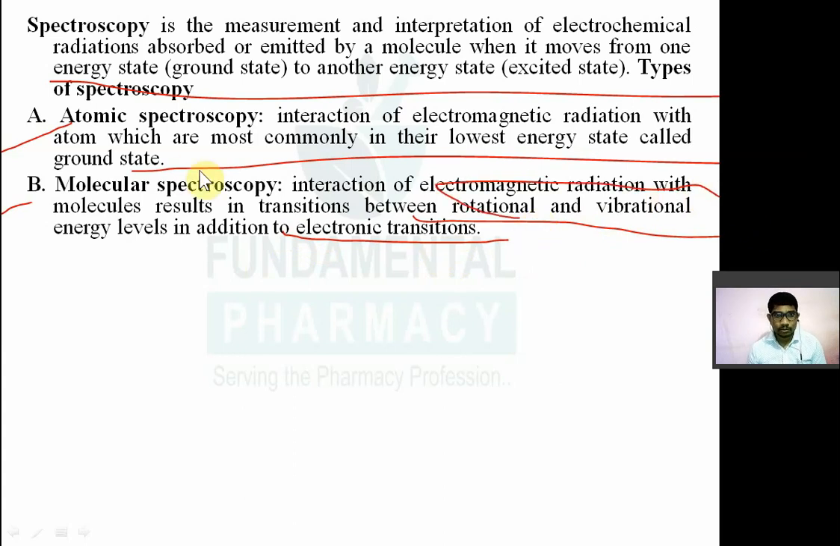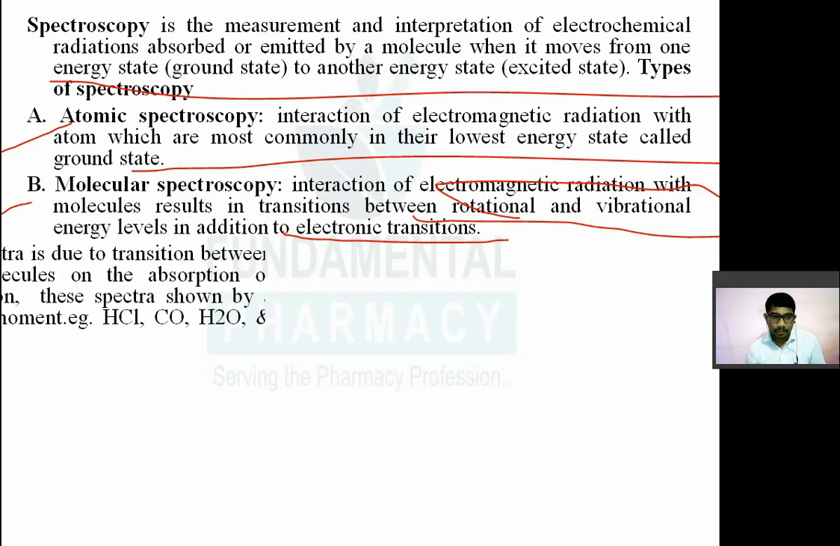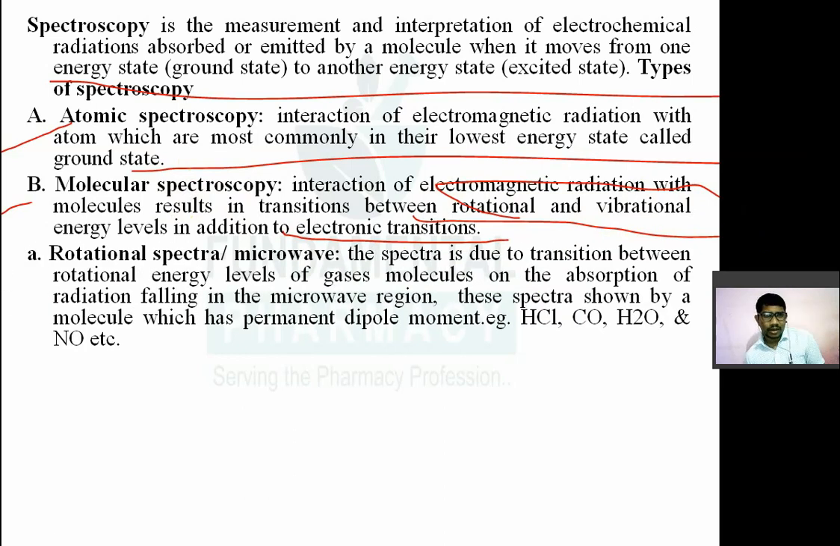Atomic spectroscopy क्या है? Whatever radiation is there, if that radiation interacts with the atomic level, कि एटम के साथ इंटरेक्ट करता है, तो उसको बोलेंगे एटॉमिक स्पेक्ट्रोस्कोपी. अगर वो मोलिकुलर लेवल पे इंटरेक्ट करता है तो उसको बोलेंगे मोलिकुलर स्पेक्ट्रोस्कोपी. Now again, molecular spectroscopy में डिफरेंट टाइप आता है.